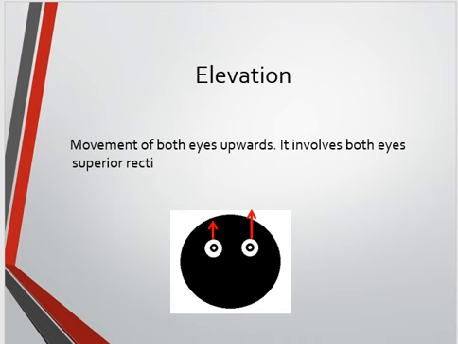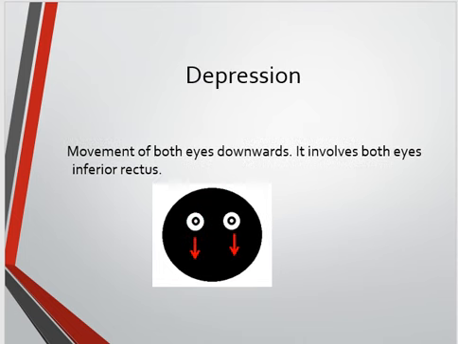Elevation, very simple, it is the movement of both the eyes upwards. The muscles that are responsible are both superior recti. Even both inferior obliques do cause elevation, but the elevation caused by the obliques is a secondary action. Depression is the movement of both the eyes downwards, and it is caused by both the inferior recti.